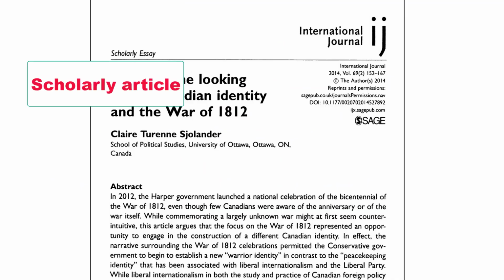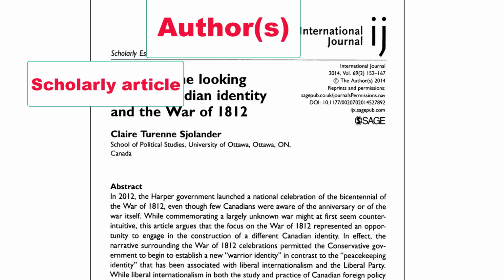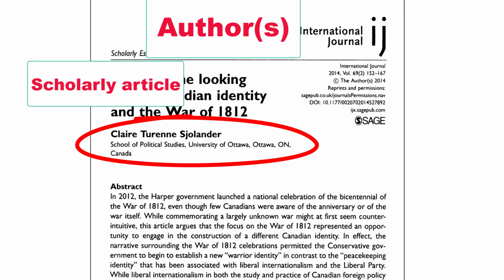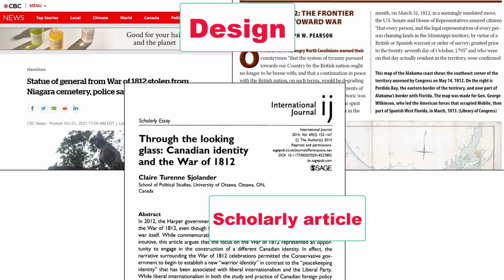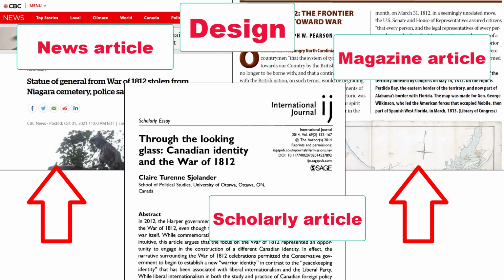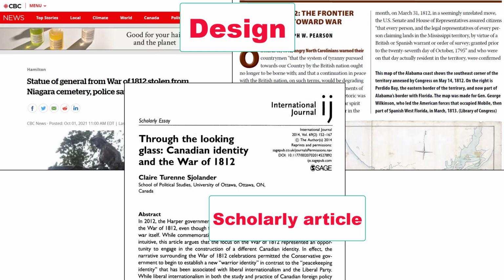Let's compare that to our scholarly article. First, the authors of scholarly articles tend to be experts and researchers. The author of this article is a professor at the University of Ottawa. Second, we can see that this article doesn't have any color or graphic design, unlike our 2 other ones. Scholarly articles sometimes have tables and images, but their goal isn't to look nice.